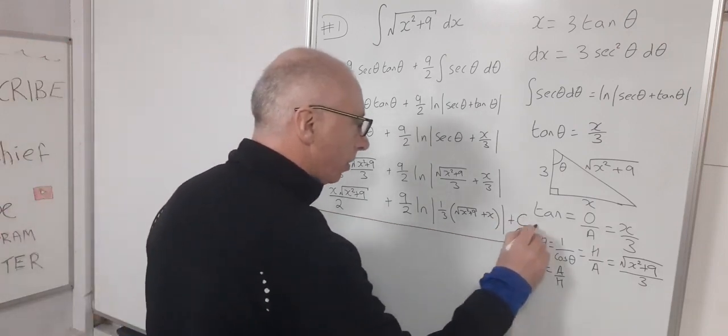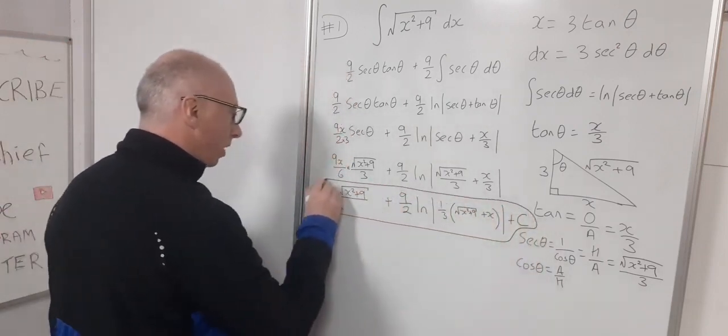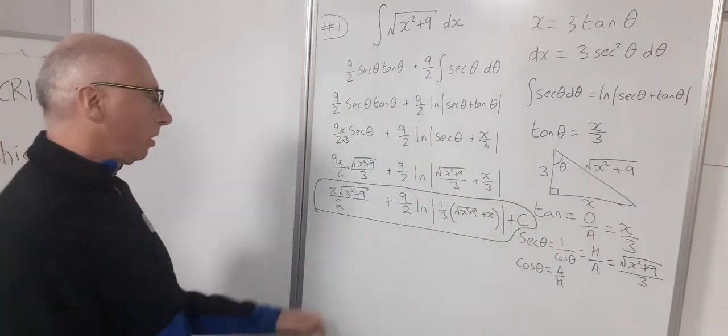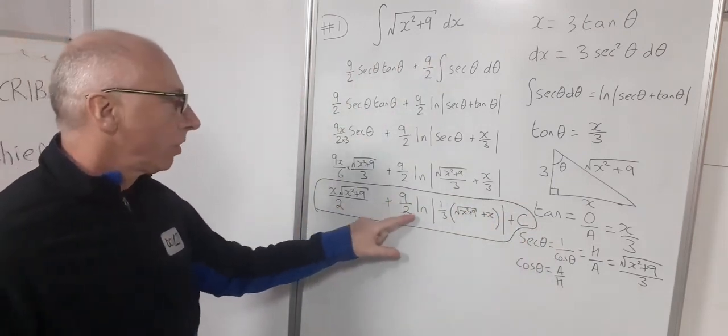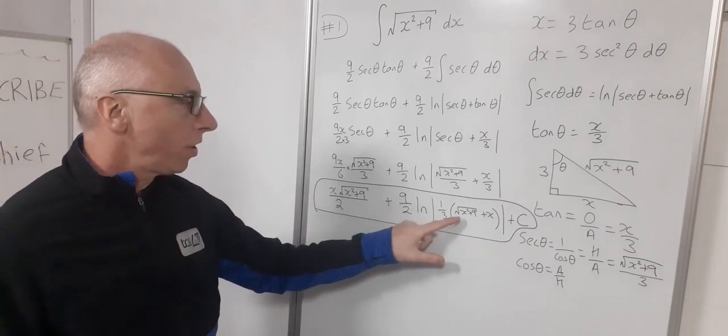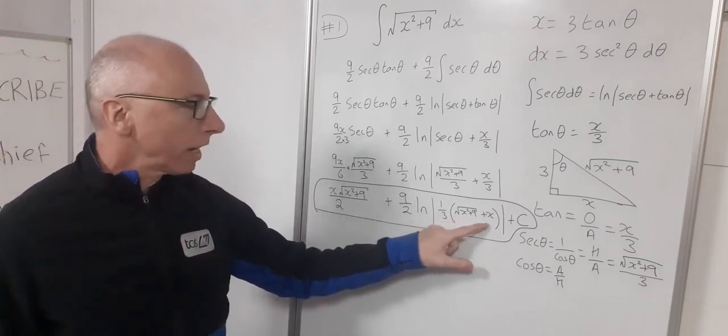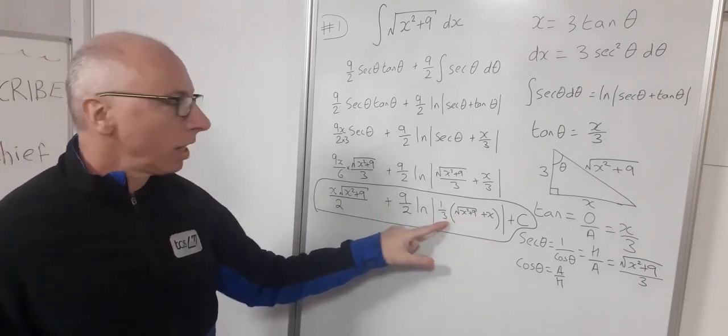So that's my first way of doing this integral. x times the square root of x squared plus 9 over 2, plus 9 over 2 times the natural log of 1/3 of the square root of x squared plus 9 plus x, all in absolute value, and then plus c.